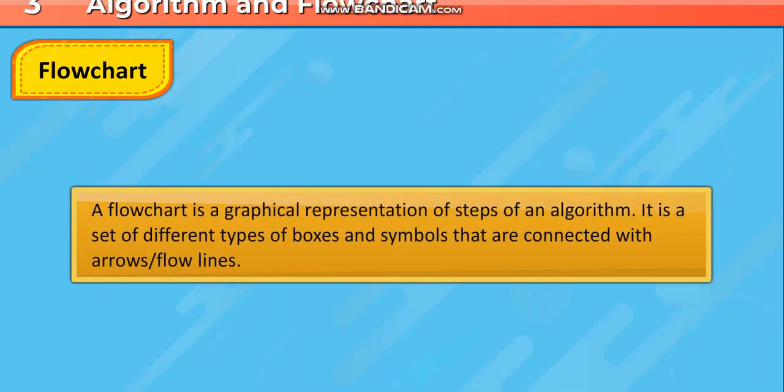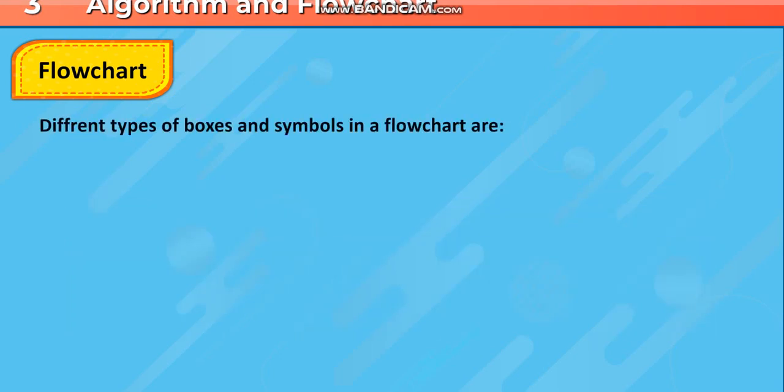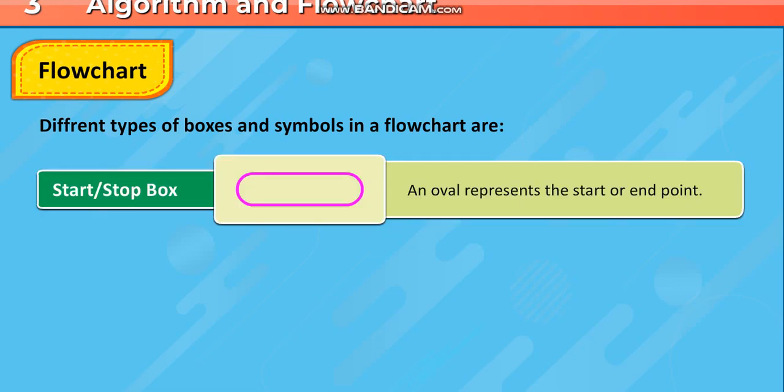Flowchart. A flowchart is a graphical representation of the steps of an algorithm. It is a set of different types of boxes and symbols that are connected with arrows and flow lines. Different types of boxes and symbols in a flowchart are: Start or stop box. An oval represents the start or end point.